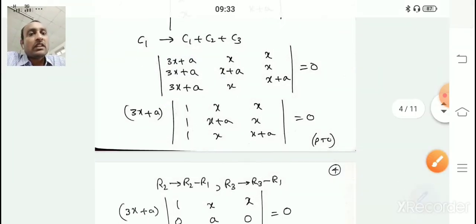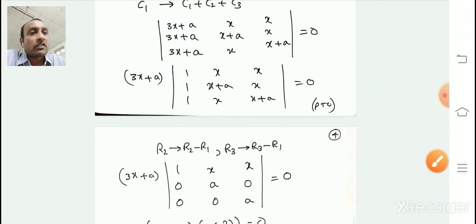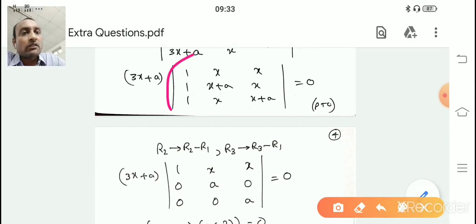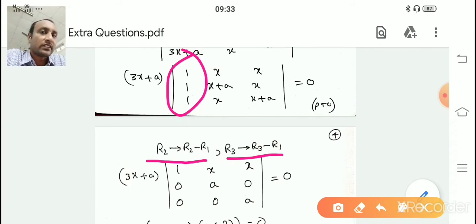After taking 3x plus a common, here 1, 1, 1 is there. So to apply the operation, R2 is R2 minus R1, R3 is R3 minus R1. So this 1 becomes 0, and this one also becomes 0.